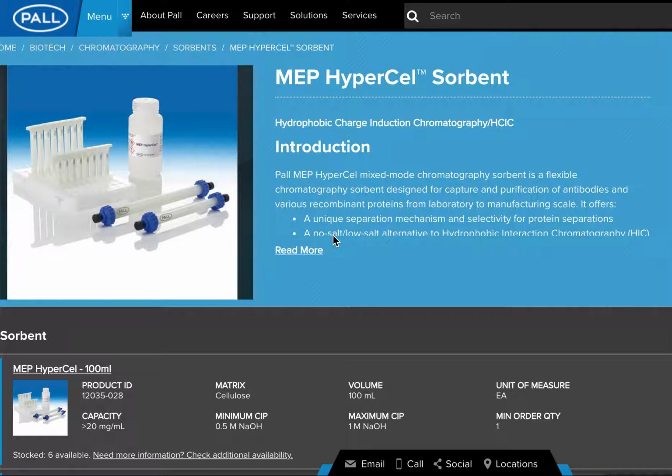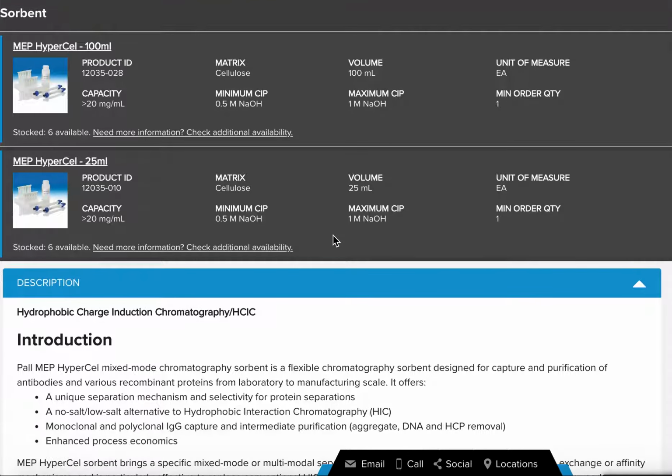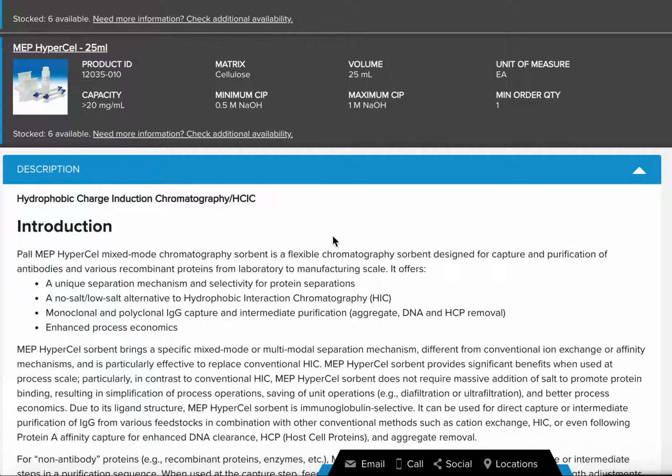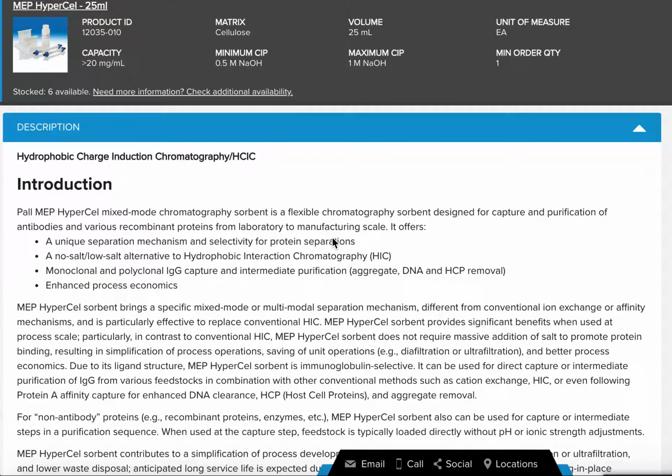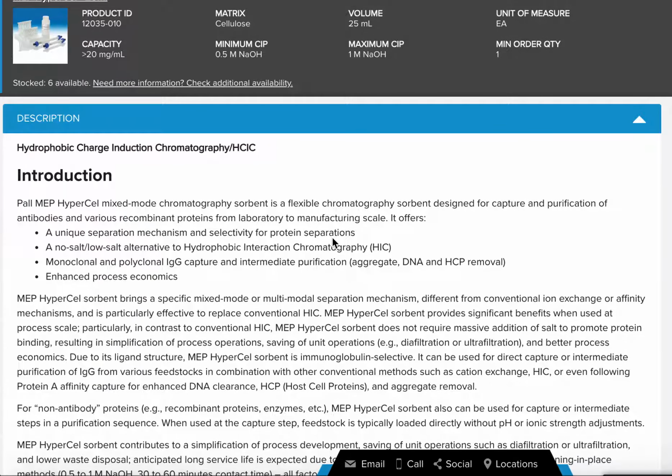So basically, after the bioreactor production and harvesting step, there's clarification, and after that, there is a MEP HyperCel chromatography step. This is a purification step, and it comes under downstream, but in some processes it is under the upstream category as well. So basically, this is a hydrophobic interaction chromatography, and this is the hydrophobic charge induction chromatography.